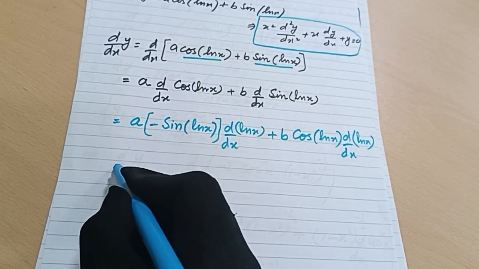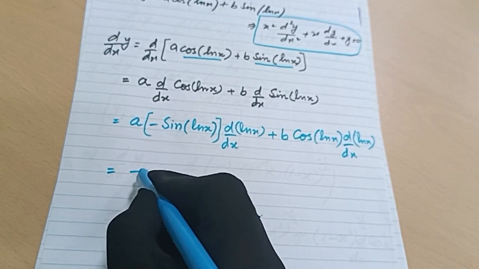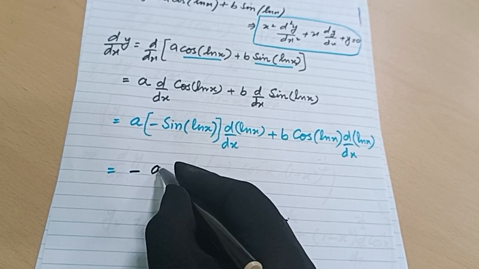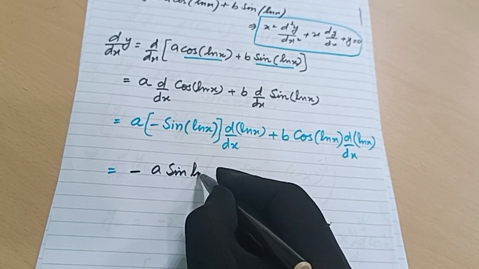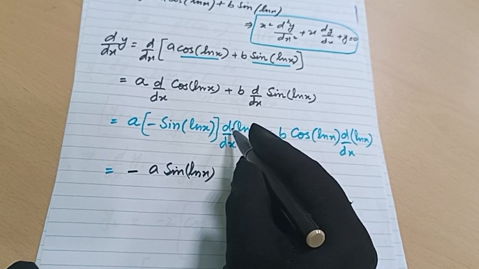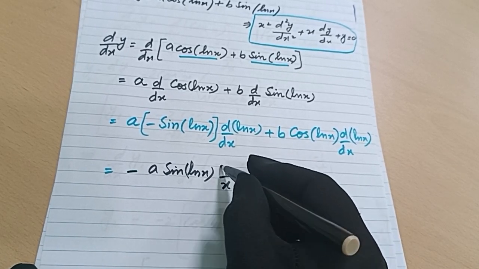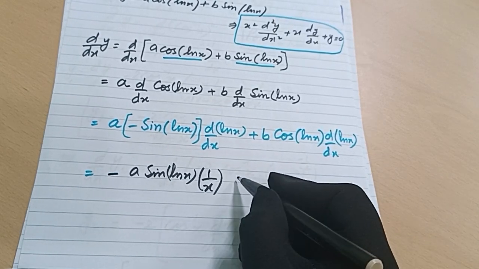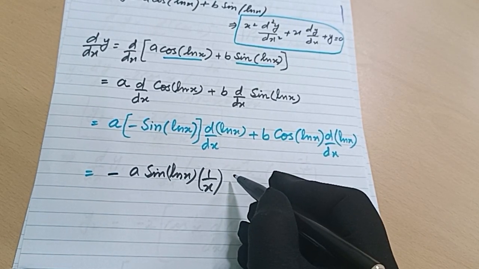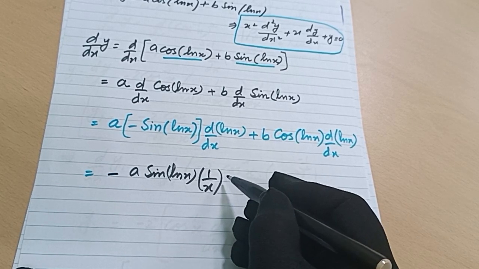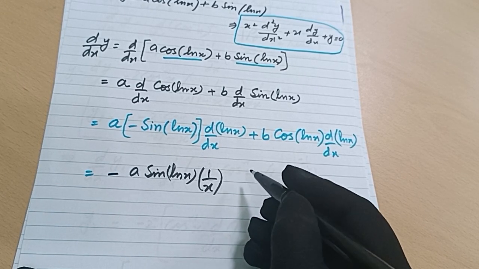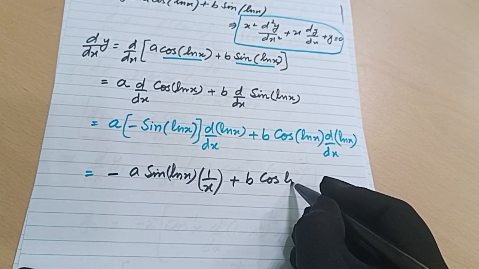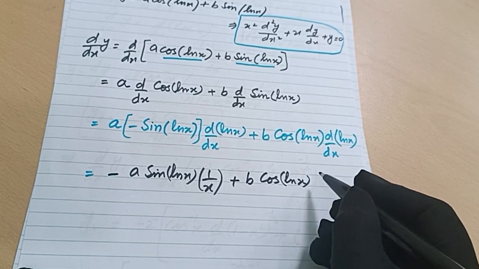So now it will be equal to minus sine, I will keep outside, a sine of natural log of x as its angle. Derivative of log x is 1 over x, and then derivative of its function x is 1. If it is other than x, you have to write the derivative of that function, but if it is x, no need to write because the derivative of x is 1, plus b cos of natural log of x.